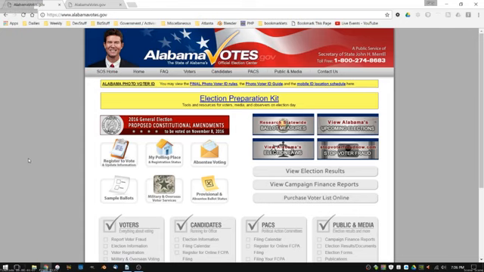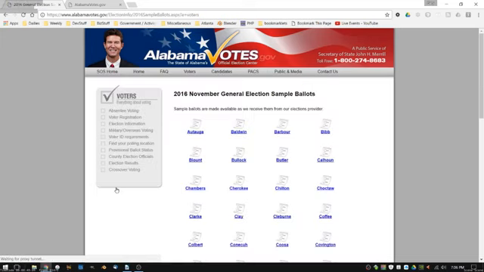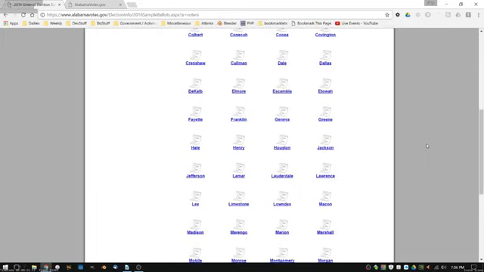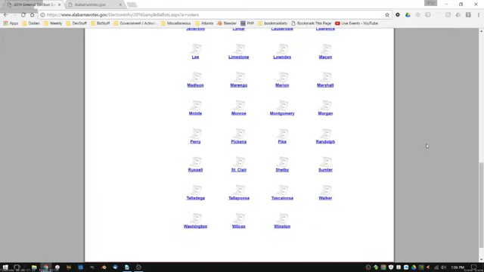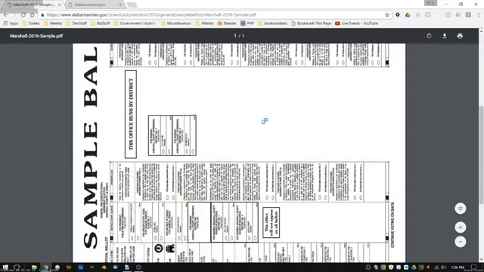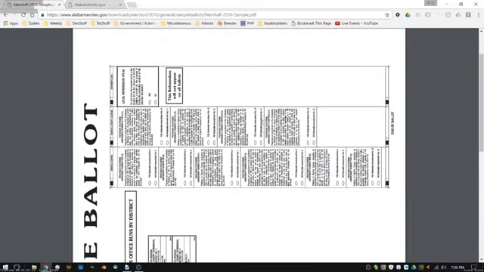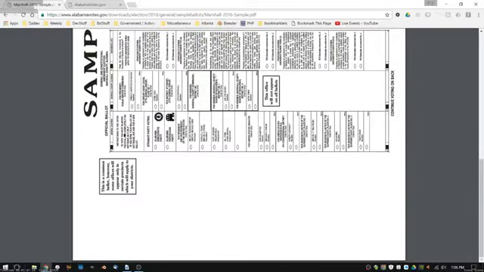For now, let's go ahead and take a look at the sample ballots. If you'll click there, you'll be given a choice of the county. Each county ballot will be a little bit different, so go through and pick the county where you'll be voting, and once you click there, your ballot will come up. Now I'm using the Marshall County ballot, but yours will vary slightly. So let's take a look at those one by one.